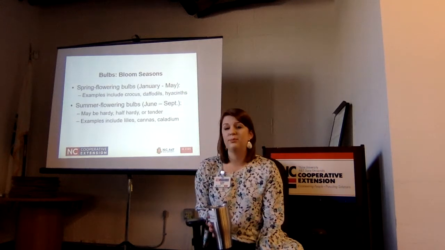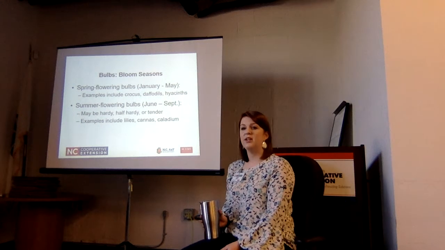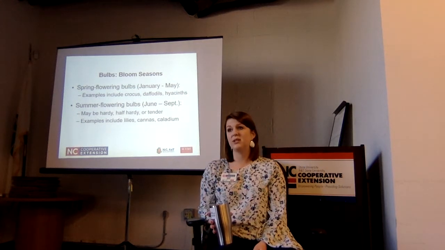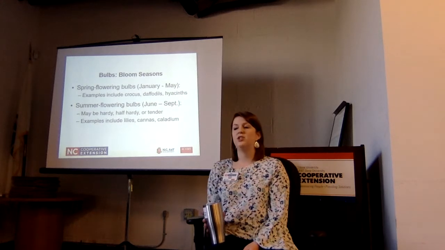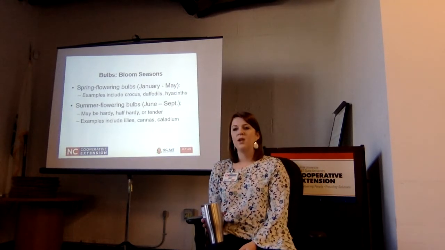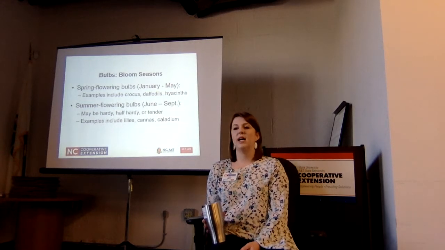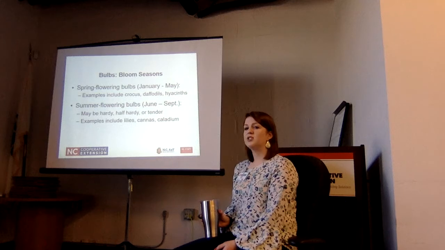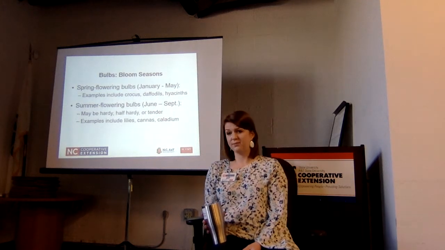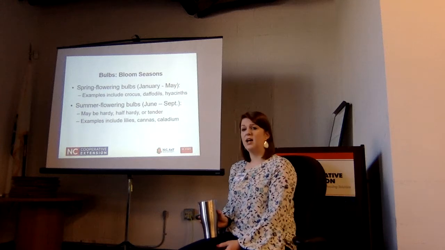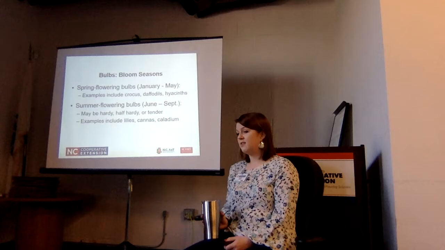You do have two different bloom seasons for bulbs. You've got your spring flowering bulbs, which are the January to May time frame, what we're seeing right now. And then you've got your summer flowering bulbs, which is the June to September time frame. The spring ones would be crocus, daffodils, and hyacinths. For the summer ones, you can even have hardy, half hardy, and tender summer flowering bulbs, like what we were mentioning, the cannas, the calla lilies, and even caladium.